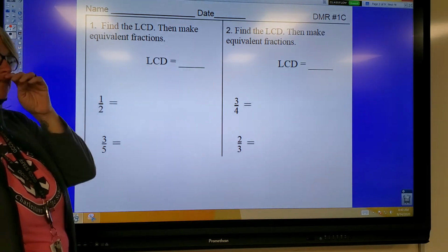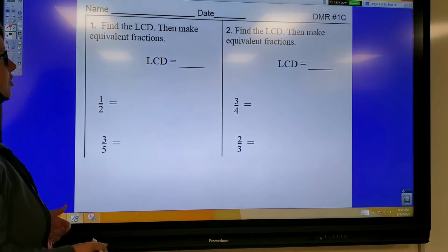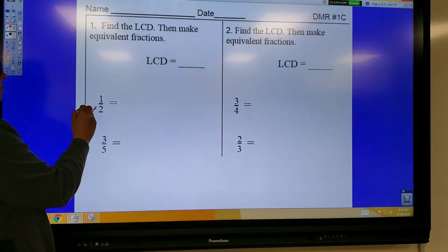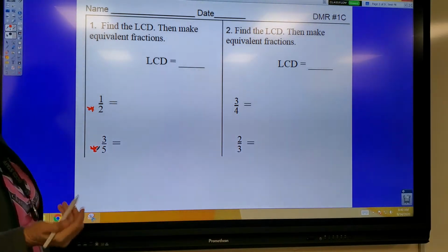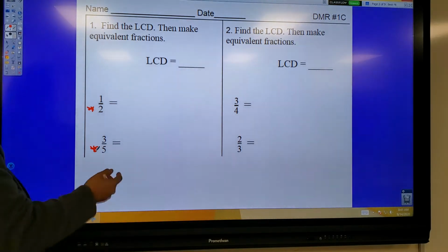then make equivalent fractions. So the least common denominator could also be called the least common multiple. So the denominator is the bottom number in your fraction. So we're looking at the 2 and the 5, and we're thinking about what multiple of 2 and 5 do they have in common and is the smallest.